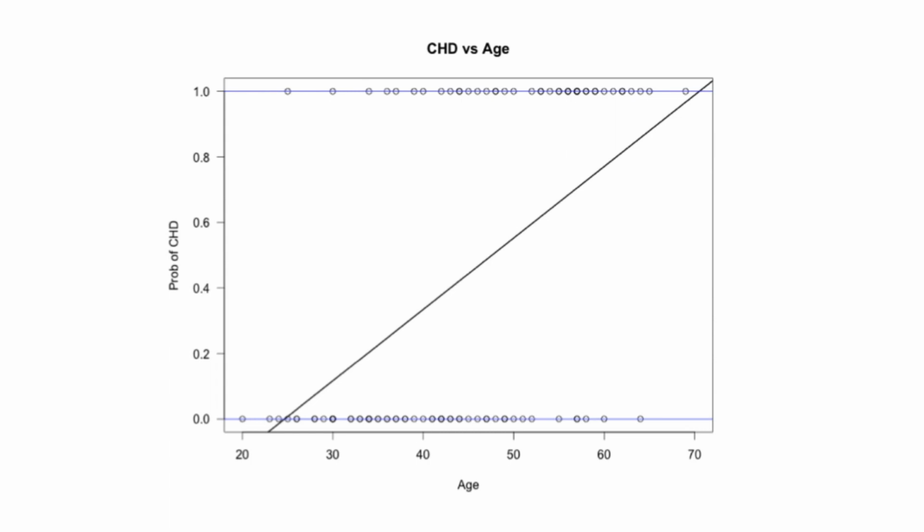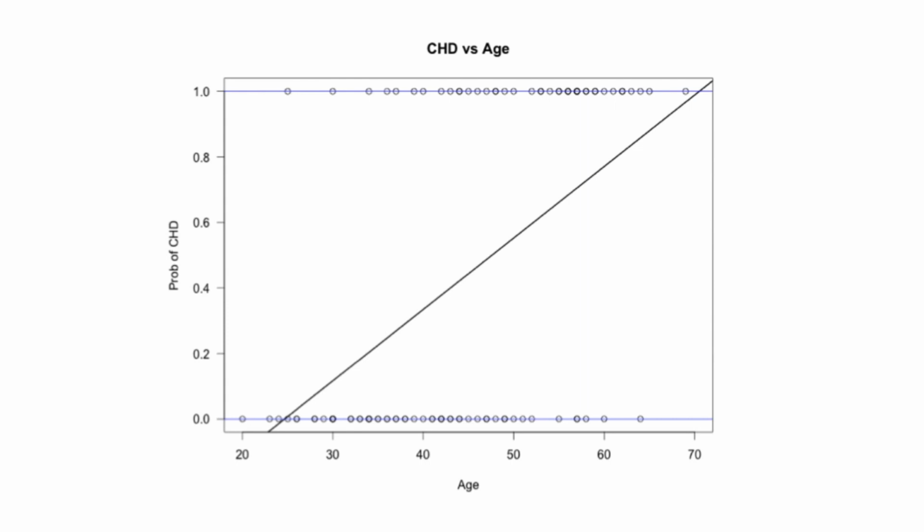outcome. For example, we can see that if we try to fit a line to this data, those aged around 25 years and younger have a probability of CHD that's less than 0, while those over 70 have a probability that's greater than 1 or 100%, which doesn't make sense. You can't have more than a 100% chance of CHD or less than a 0% chance of CHD.